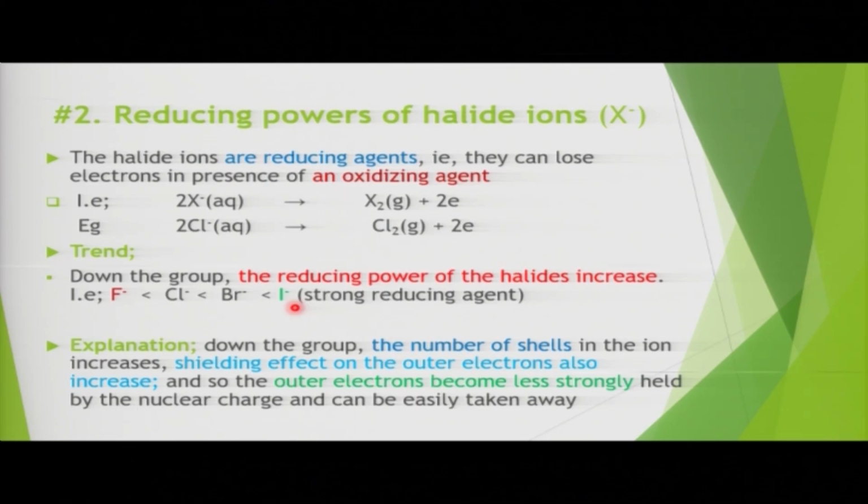Down the group, the size of the ion increases due to that extra electron added, and so the nuclear charge is not effective at holding the increased number of electrons. In the presence of an oxidizing agent, it will take away that electron. So that is the same reason we've been talking of. As shells increase, electrons increase, so the shielding effect will outweigh the nuclear charge, so the outermost electrons can be easily taken away, and that is the explanation behind the trend you see.